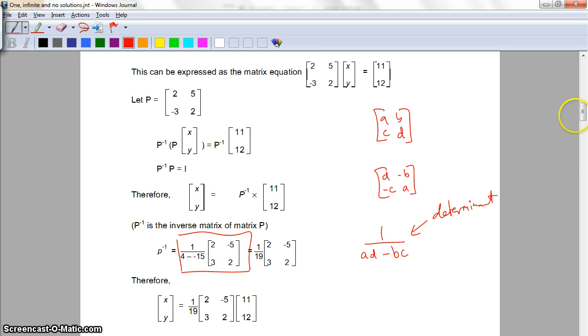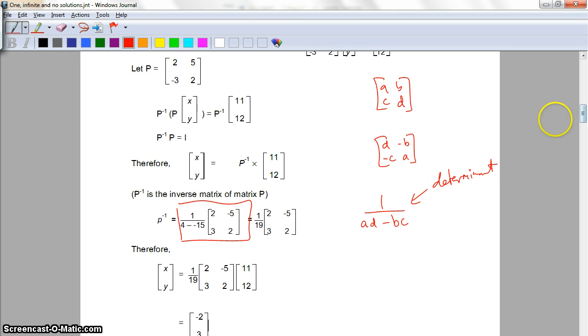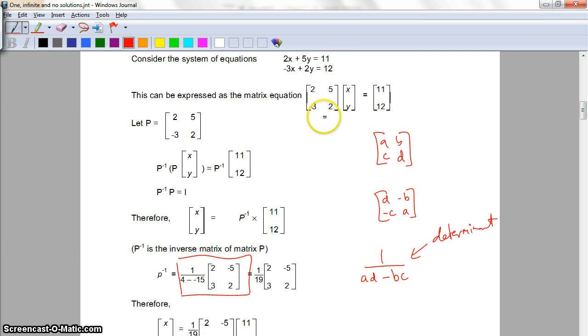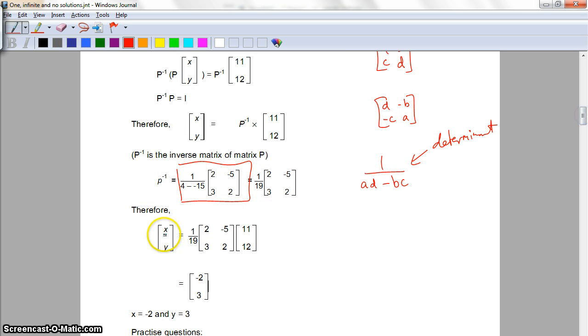Now, if we want to get rid of the matrix on the left hand side, this one here, we need to multiply it by the inverse. If we do that, it will disappear altogether, and then we also need to multiply the other side by the inverse as well. So that's what this line is just here. We multiply this side by the inverse to get rid of the original matrix, and we multiply this side by the inverse as well, and we multiply by 11 and 12.